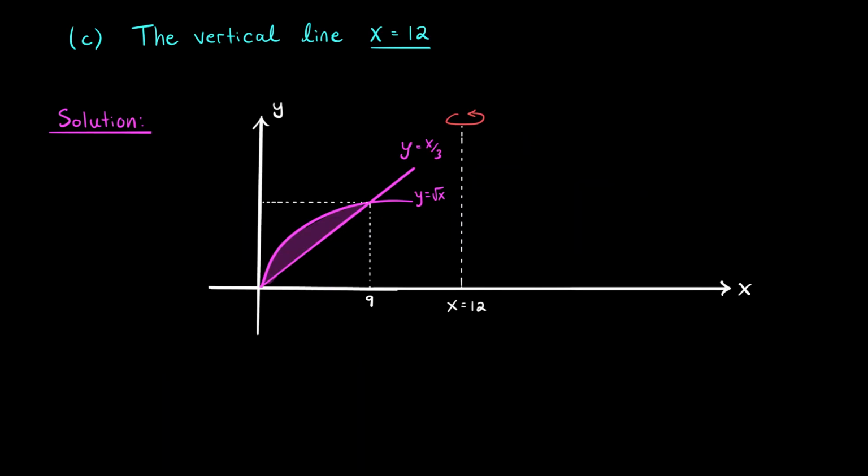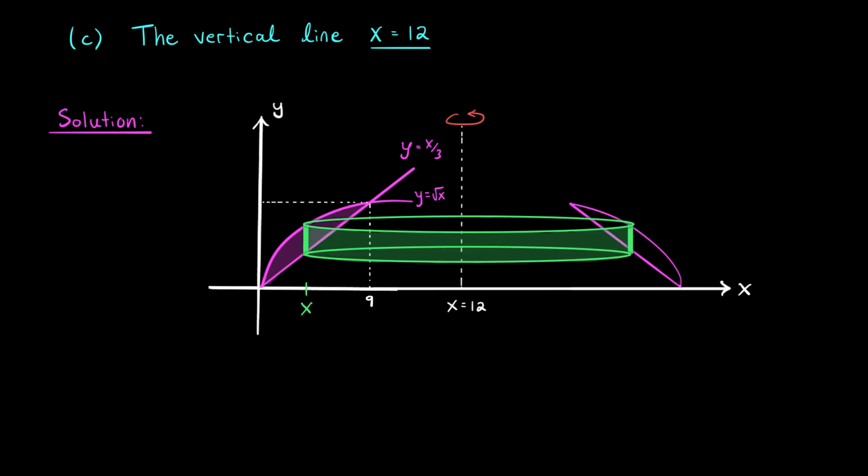In part C, we're rotating about the vertical axis x equals 12. This time, the axis is to the right of our region, but the process is still the same. Give it a try. When the region pops out of the screen, it might look something like this. Also, here's what a typical cylindrical shell would look like, drawn at some x between 0 and 9.